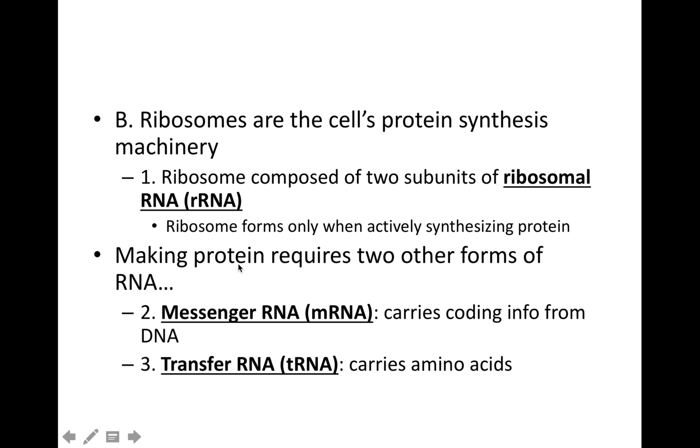And after you make ribosomal RNA, it requires two other forms of RNA to make proteins. Your mRNA, which carries the message from DNA to the ribosome, saying these are the amino acid sequences that we have to put in order. And then what carries those amino acids to the ribosome is transfer RNA, or tRNA. I just love how they're so original with naming it, which is nice. Transfer RNA, tRNA, because they carry amino acids to the ribosome.